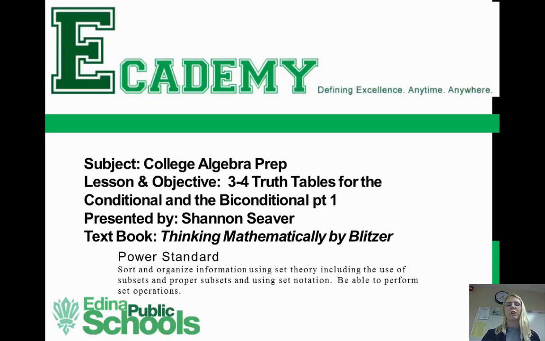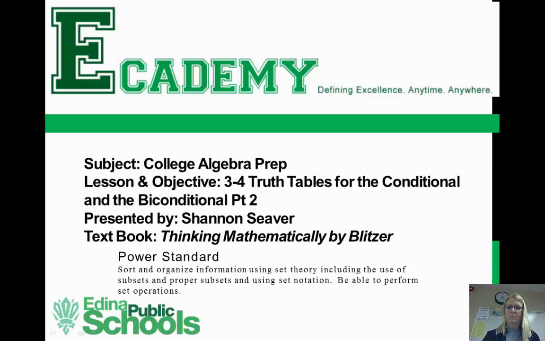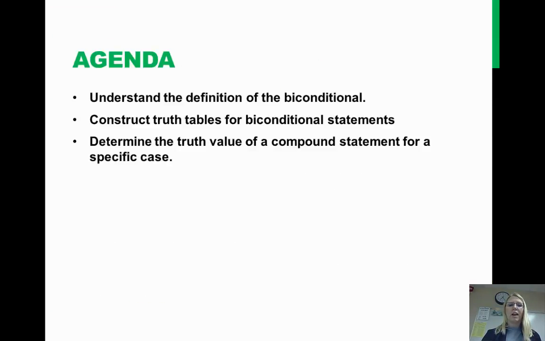Today we are starting to look at truth tables and dealing with biconditionals. This is part 2 of the series from section 3.4. On our agenda today, we're going to understand the definition of a biconditional. We're going to construct truth tables for biconditional statements, and we're going to determine the truth value for a compound statement for a specific case.